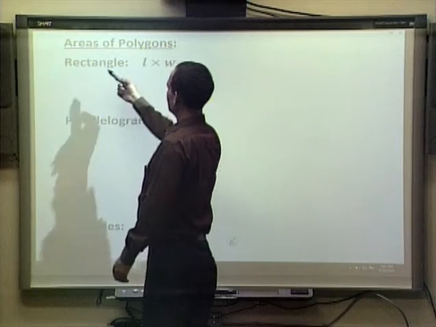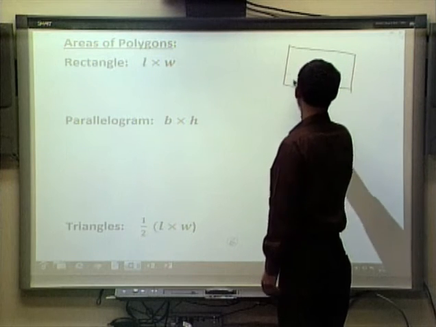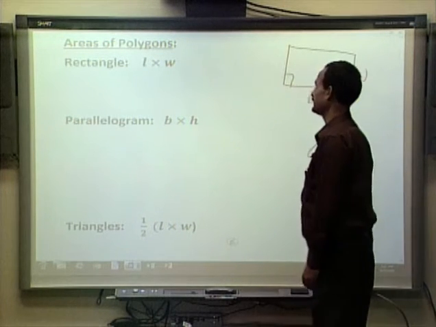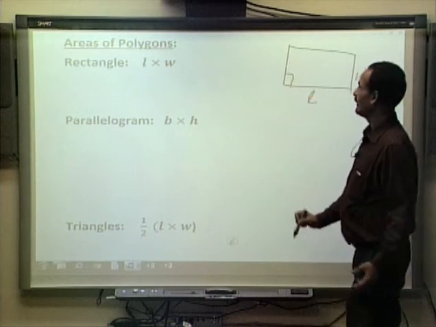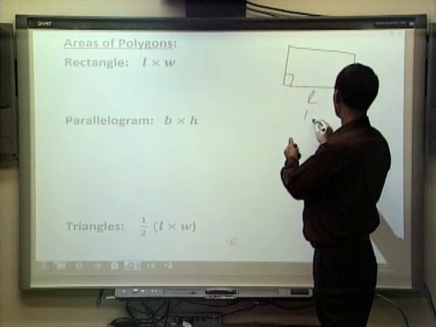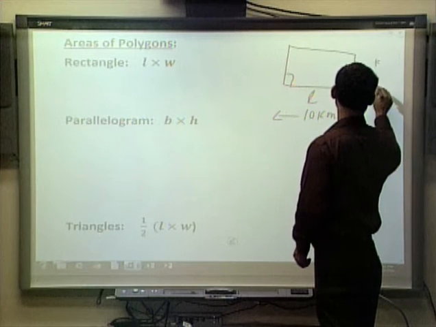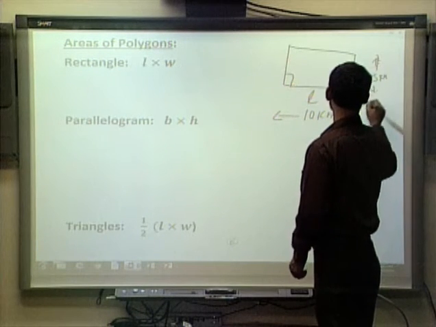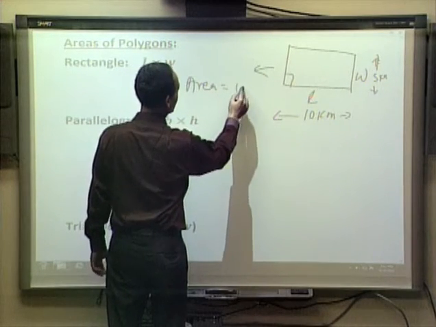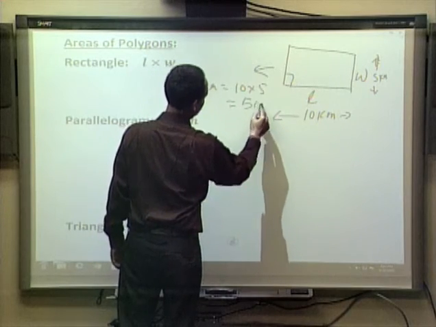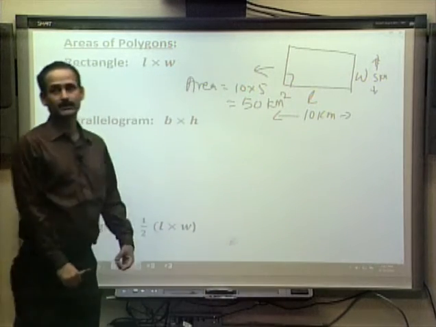Well, for a rectangle, this is the length, this is the width, let us say, then the area of a rectangle is given by length times width. That means, let us say the length is 10 kilometer and the width is 5 kilometer, then the area for this rectangle will be equal to 10 times 5. So, 50, we already know the unit of area will be kilometer square, so we say 50 kilometer square.